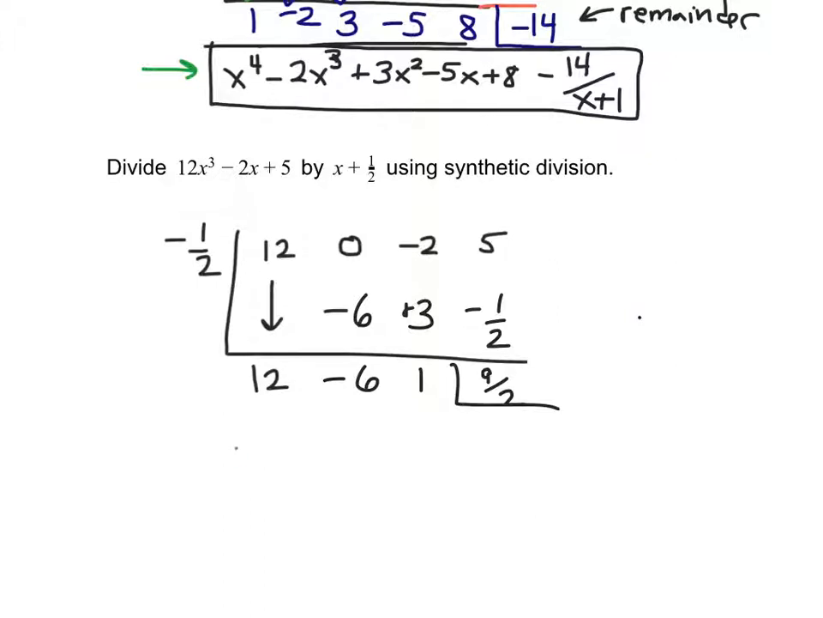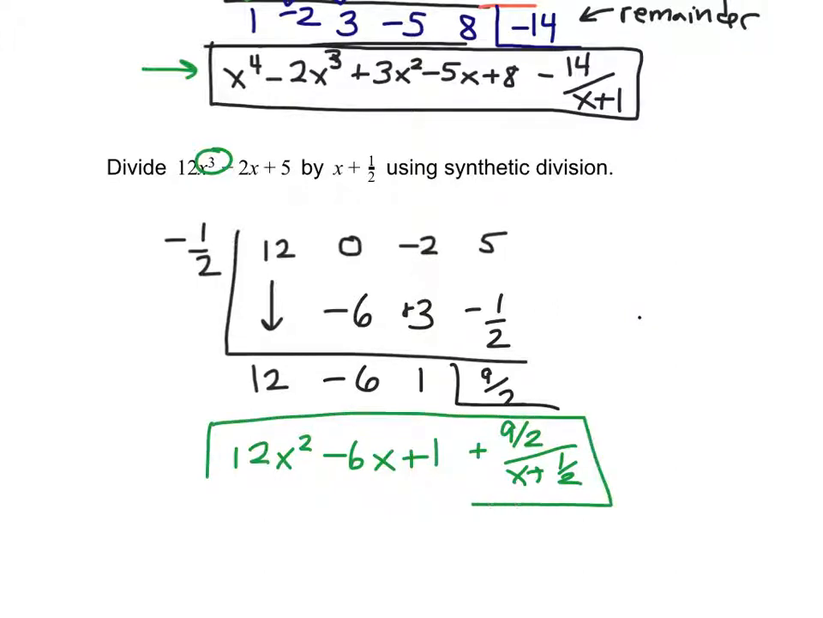So my final quotient is going to be 12x squared, because remember, it started with a cube, 1 less is squared, minus 6x plus 1, remainder is 9 halves. So we could write it as 9 halves over x plus 1 half. Something like that.